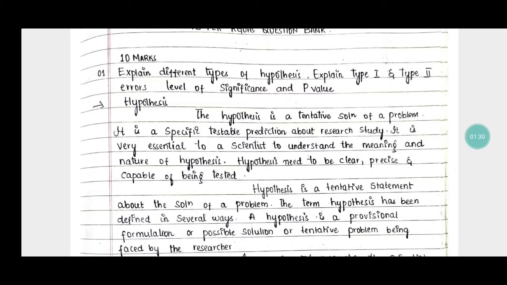The first question, explain different types of hypothesis, explain type 1 and type 2 error, level of significance, and as well as p-value. So what is the hypothesis? Hypothesis is a tentative solution for a problem, and it is a specific testable prediction about a research study, and it is very essential for scientists to understand the nature of hypothesis, and the hypothesis needs to be clear, precise, and capable of being tested.